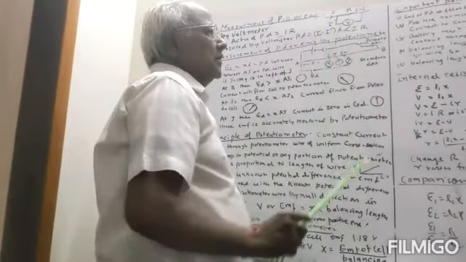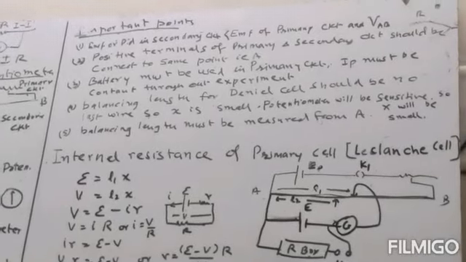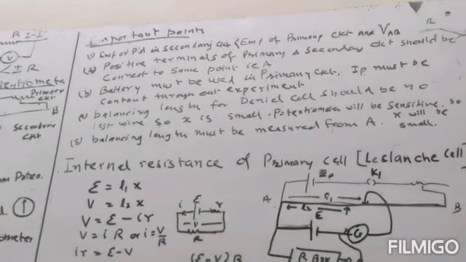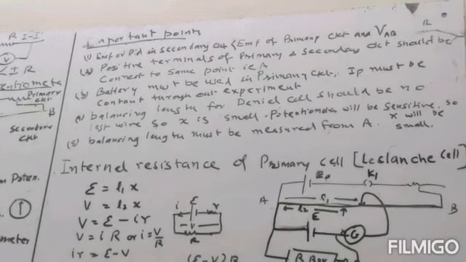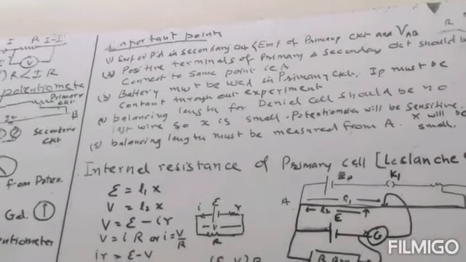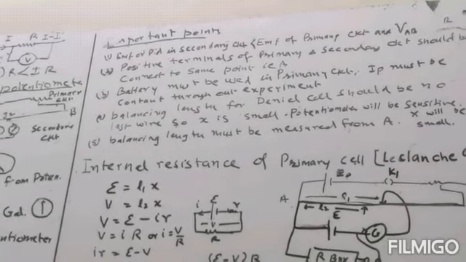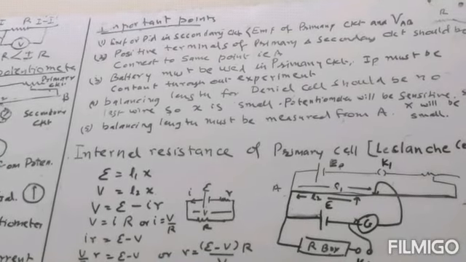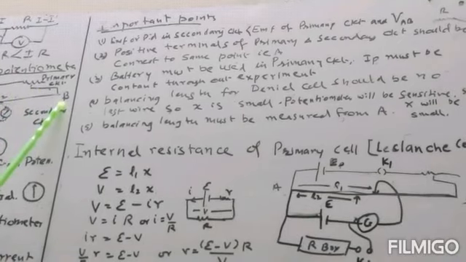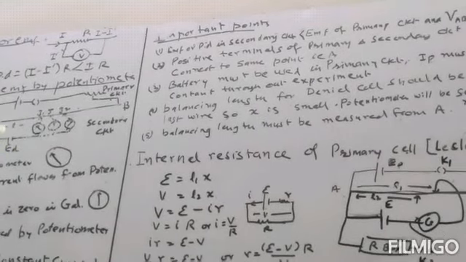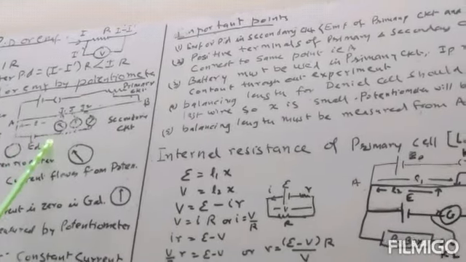Now what are the conditions for the potentiometer? Now we will discuss some important points regarding the potentiometer. Number one, the EMF of the primary battery should be greater than ED, or the potential difference or EMF which we want to measure in the secondary circuit. Similarly, the potential difference between points A and B, that is VAB, should also be greater than the potential difference or EMF in the secondary circuit.